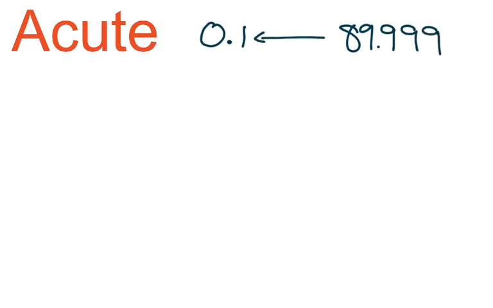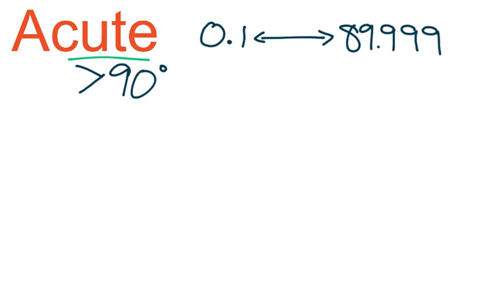Acute angles are anything greater than 0, even if it's really, really tiny, like 1/10, all the way up to less than 90. So even if it's 89 and 9/10 or 89 and 999 thousandths, anything that is less than 90 but greater than 0 is an acute angle. I like to think of them as cute, tiny little angles.